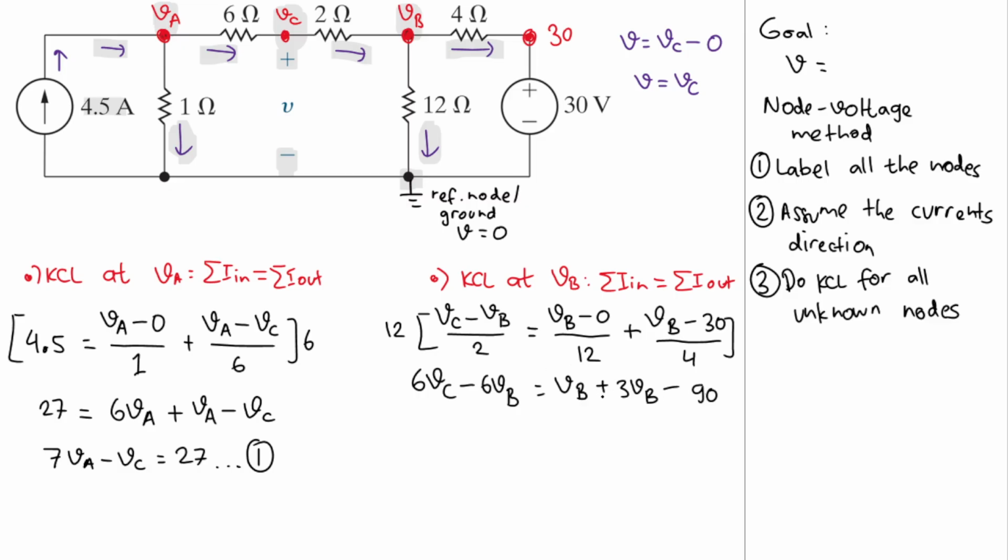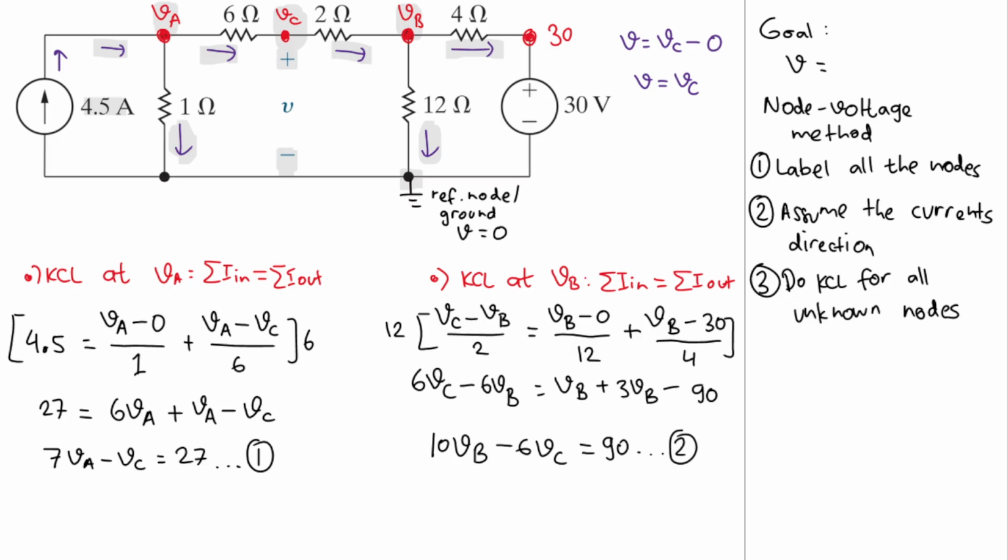Good. Now we will have VB plus 3 VB, that will be 4. 4 plus 6, that will be 10. So we will have 10 VB. Now let's move this 6 VC to the right hand side. So we'll have minus 6 VC. And then let's move this minus 90 to the left hand side. So we'll have equal 90. Okay, and that is equation number 2.